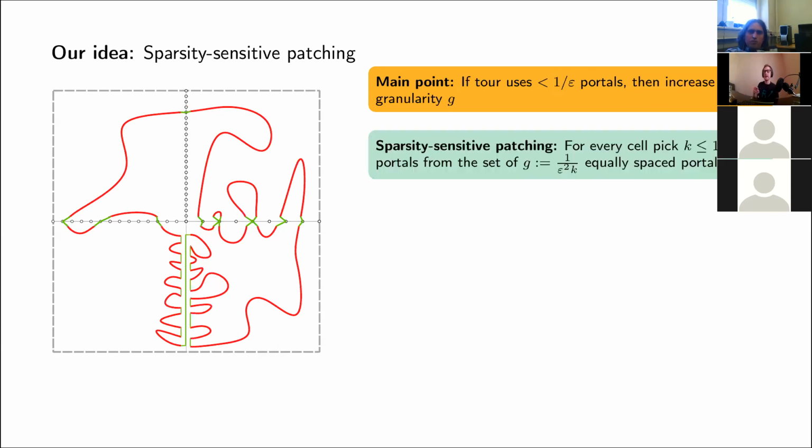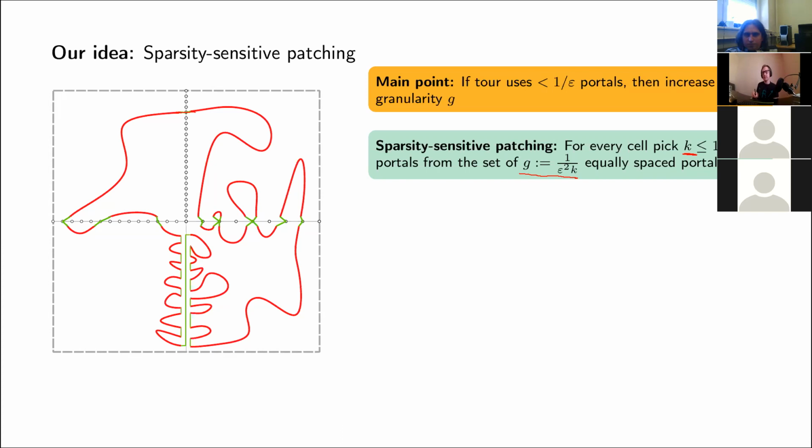So to reiterate, when the tour is crossing this edge once, we have to be super precise, and we put a lot of portals. When the tour is crossing, let's say, half of 1/epsilon, we can afford to put a lot fewer portals. So the idea is basically, if the tour is crossing an edge k times, then what we can afford is to put 1/(epsilon squared k) portals. When k is constant, then it will be 1/epsilon squared.